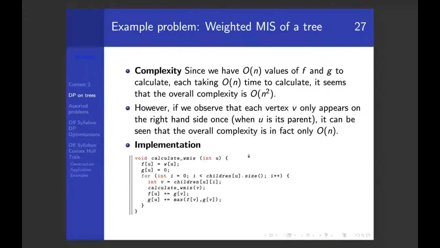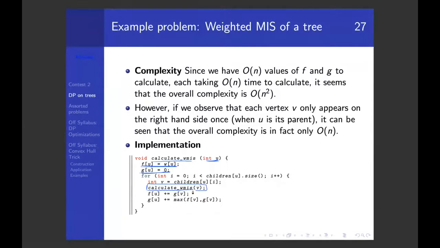This is the code. So we're calculating the weighted maximum independent set at some node u. We say, okay, the initial values, the base cases, are f of u, just take ourselves, g of u, take nothing. And for each child, we calculate that child's value. So we're going top down. We calculate that child's value.